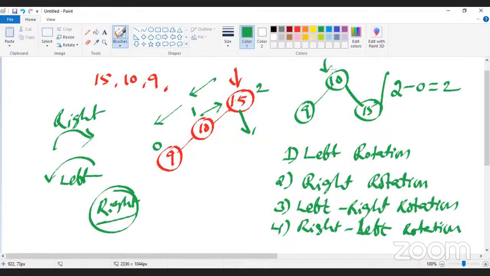And if you take this AVL tree, what is the balancing factor of 10 here? Left subtree is 1 and right subtree is 1. This is 0, 1 minus 1. This is also 0, this is also 0. So the balancing factor of each node should be either -1, 0 or +1. So it is satisfying the AVL tree property.